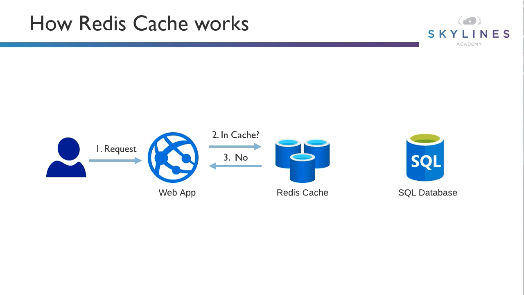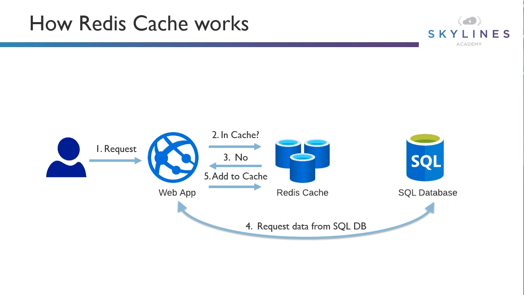We're going to say for this example though that the data is not in the cache. So now the web app will need to talk to the SQL database to retrieve the data. This increases the total time for the request because it has to process with the SQL database, and that's going to take longer than retrieving the data from the Redis cache. Once the SQL database provides the data back to the web app, it will then complete the user's request and also add that data to the Redis cache, so it will be available for the next request.